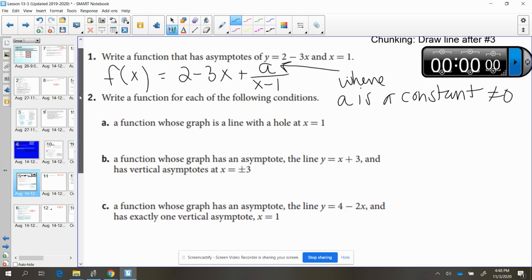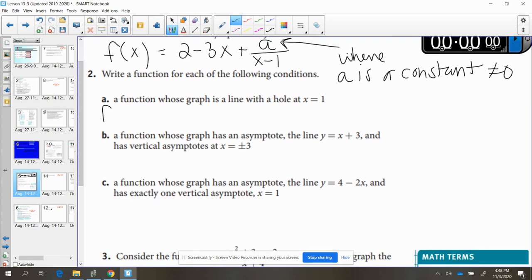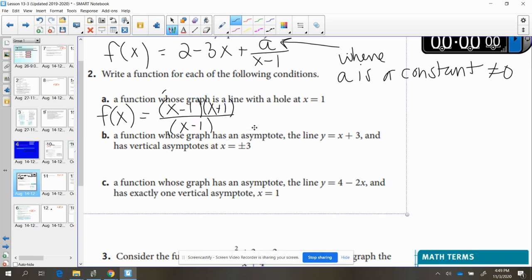Now we also talked about holes last lesson. So if we're going to have a hole, we want to think about having a function where that hole value would cancel out in the numerator and the denominator, which would cause that hole. So we can make the other piece of this just x plus 1, because we want something to be left over when it doesn't cancel out. So if we expanded this out, an example of a function that would have a hole would be this function right here.